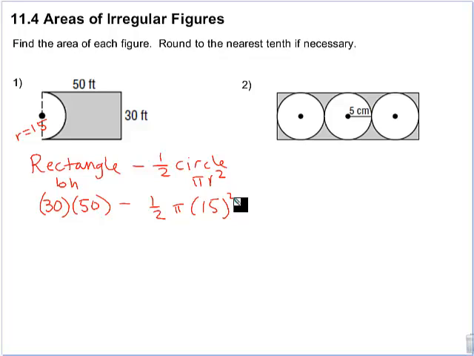Why does it say minus half? So how do you minus half? You just hit your minus sign and then half pi r squared.